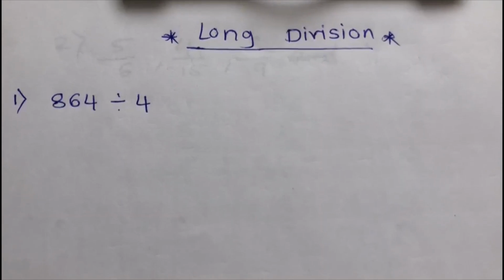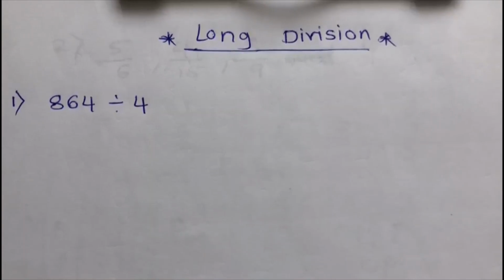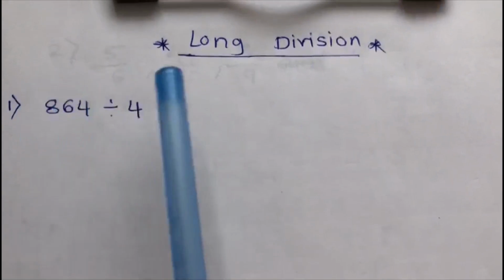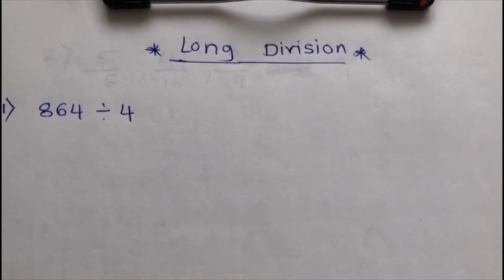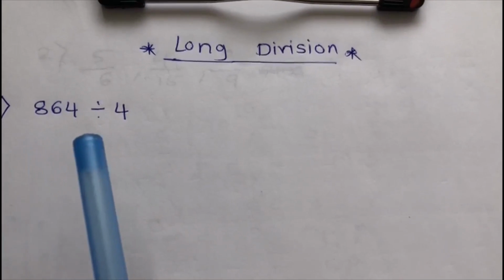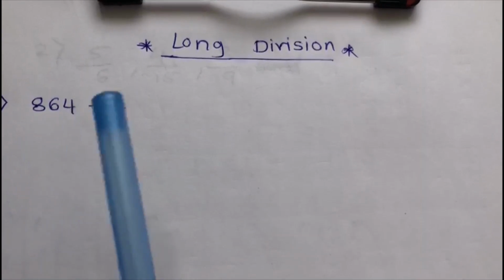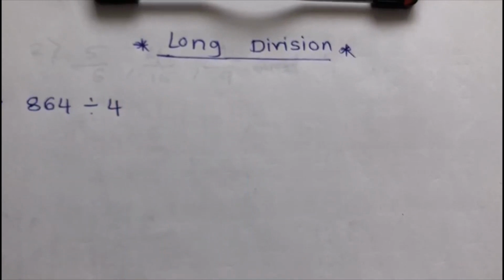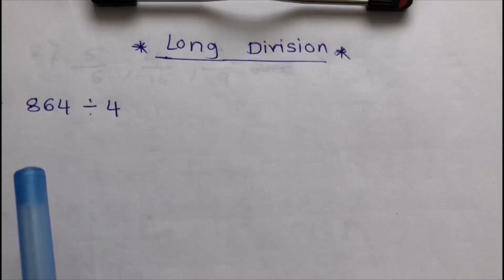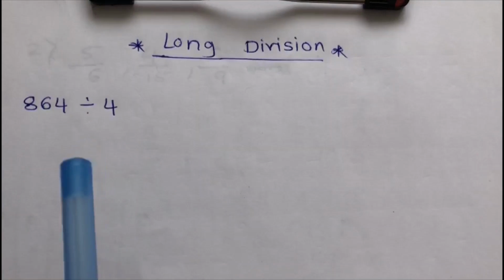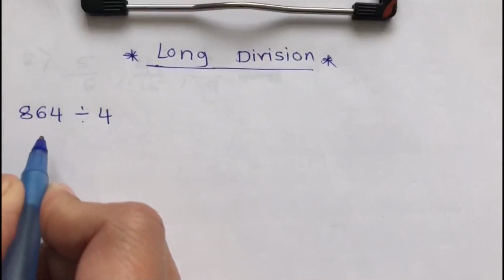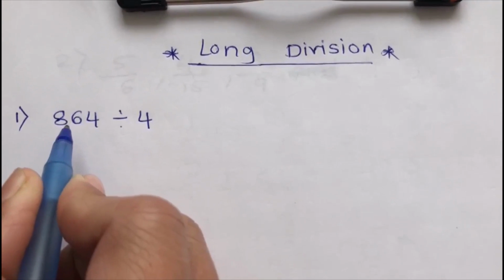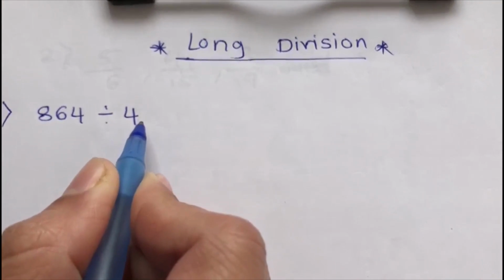Hello friends, today in this video we are going to look at how to solve some division questions by using the long division method. I have got 6 examples we are going to go through and we are going to use the same technique for each of them, and by the end of this video you will have all your concepts absolutely clear. So let's get started. First example is 864 divided by 4.